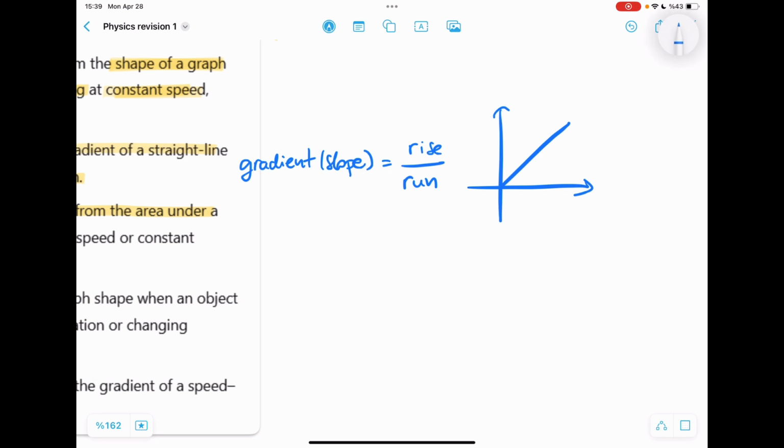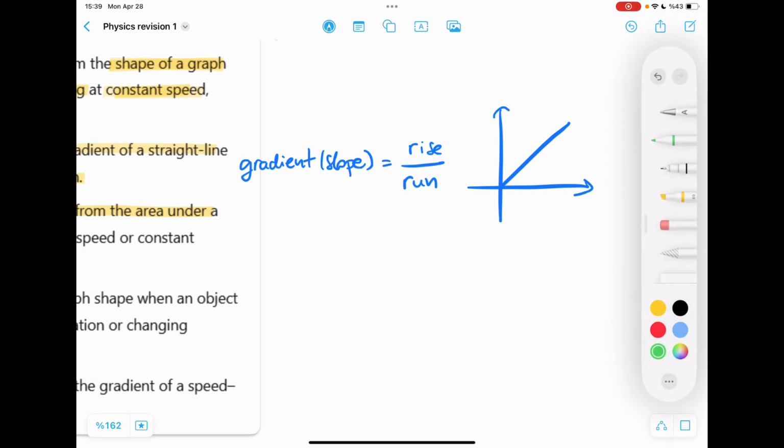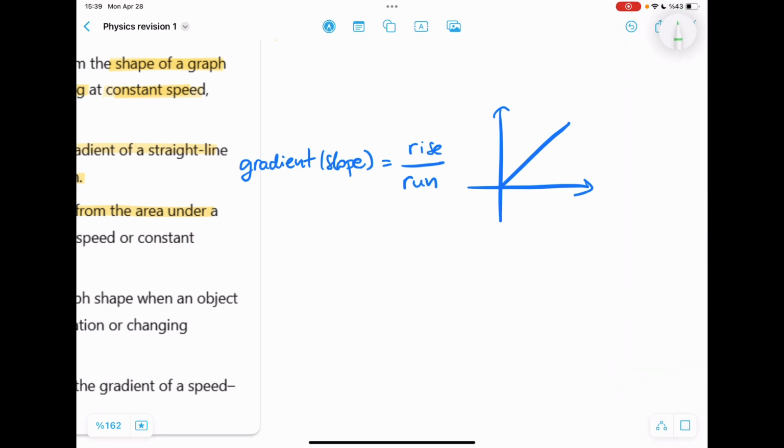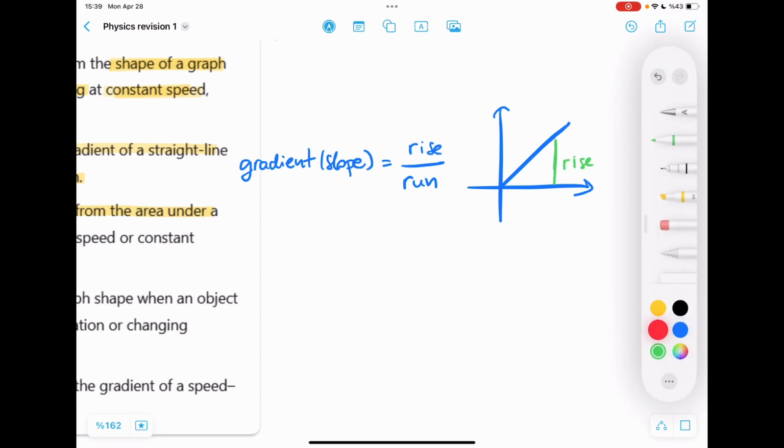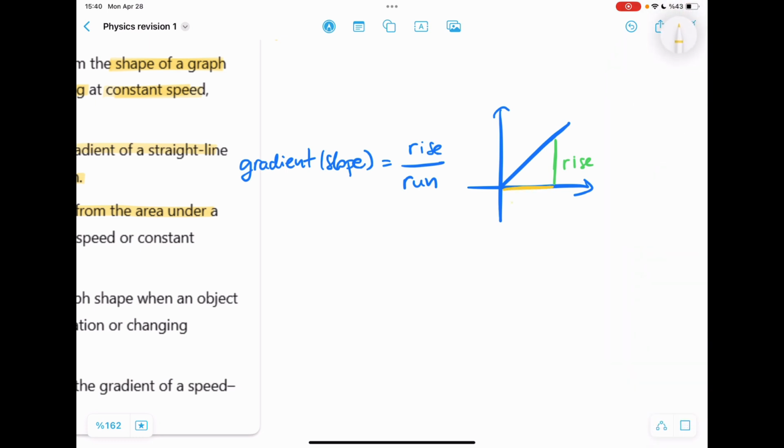This is the line, and then rise goes up, right? So this will be rise, and this will be run. So this is the value of rise divided by the value of run.